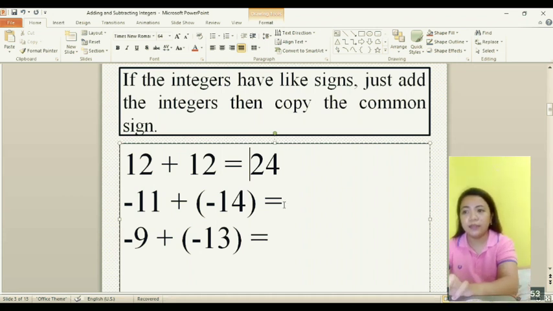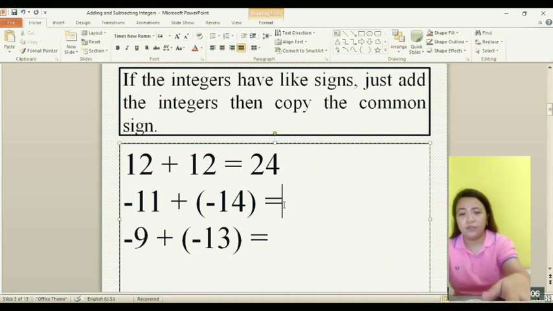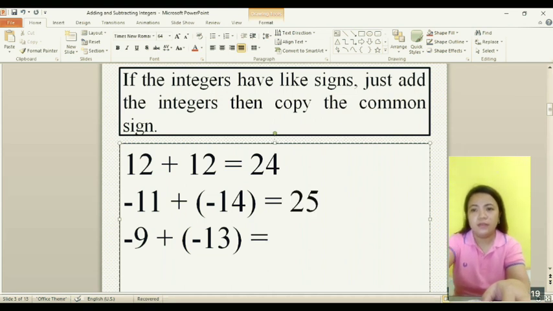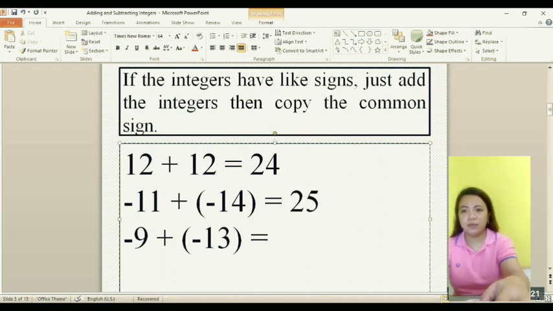Let's say we have negative 11 plus negative 14. So negative 11 and negative 14 are both like signs because they both have negative signs. So we're just going to add first 11 plus 14, so that is 25. And then since they are like signs, we're going to copy their common sign, which is the negative sign. So the answer will become negative 25.